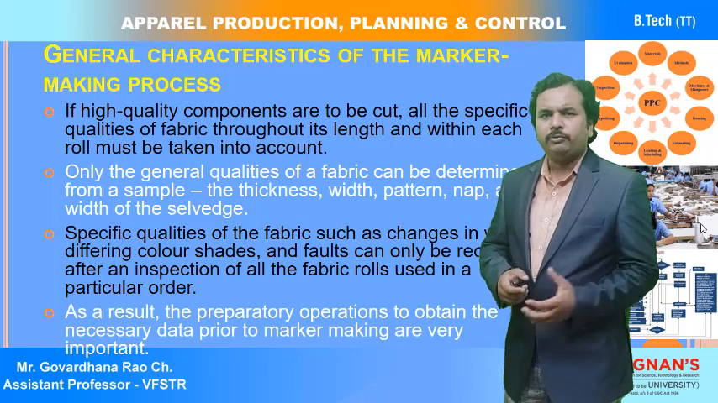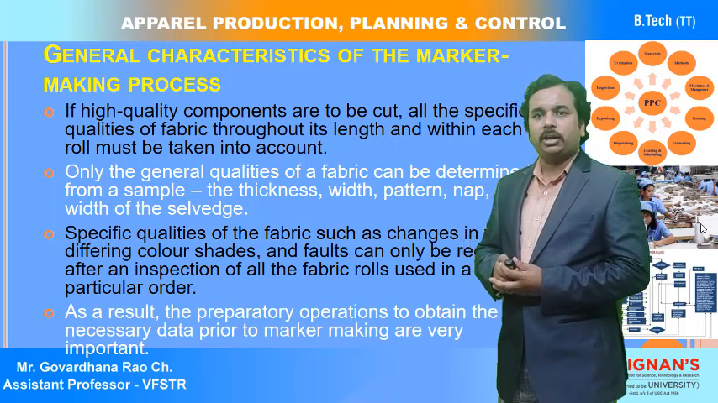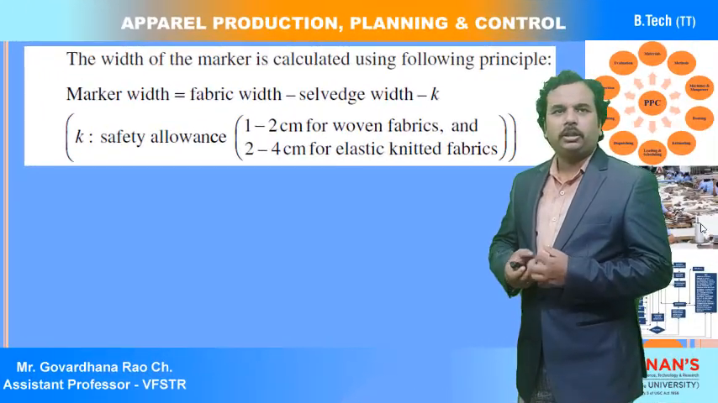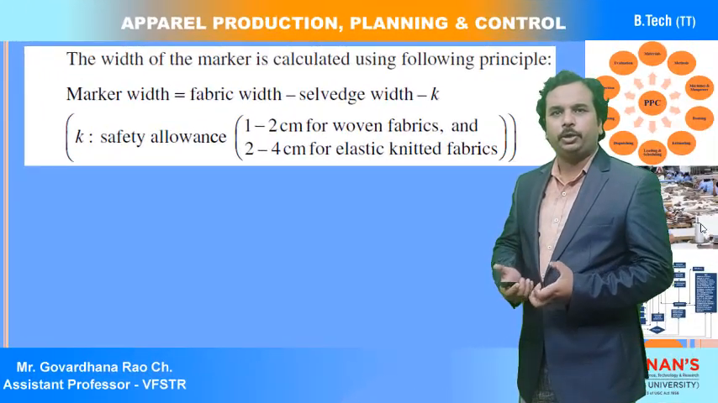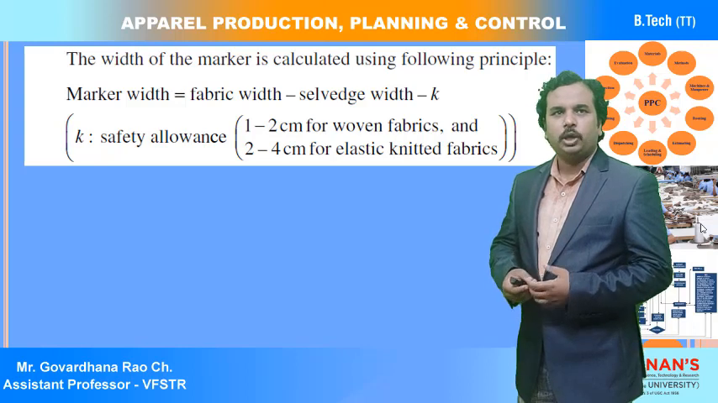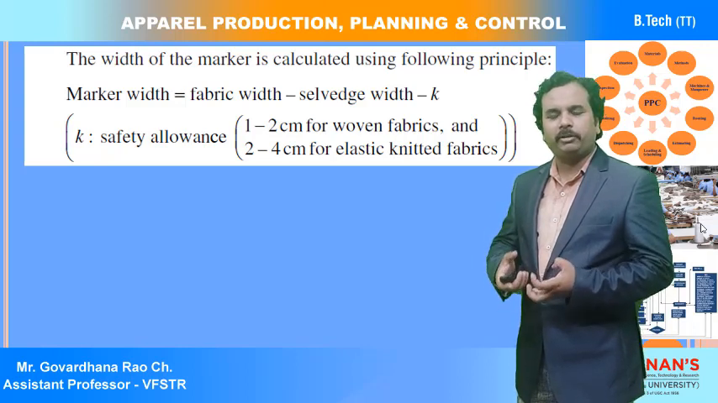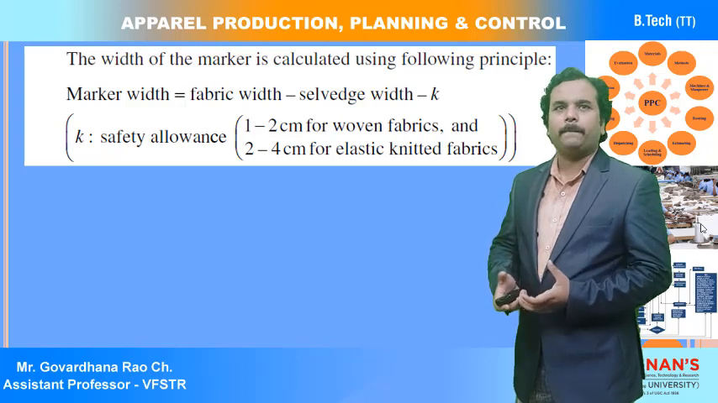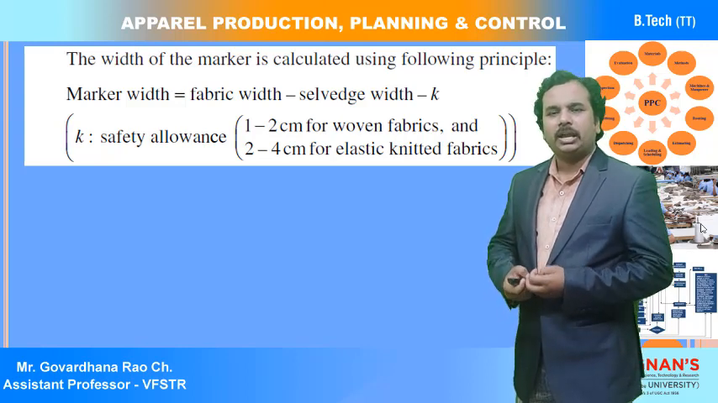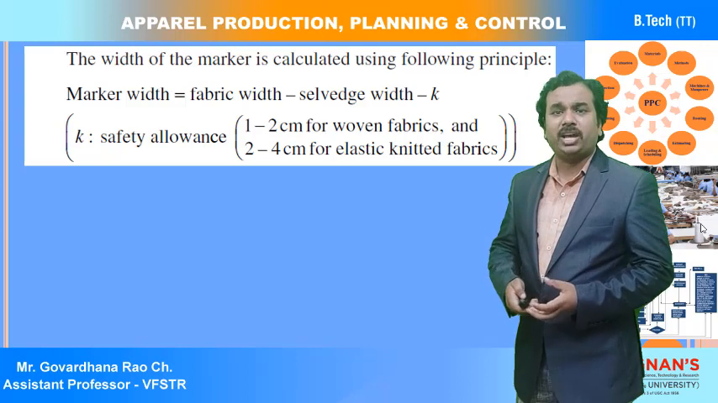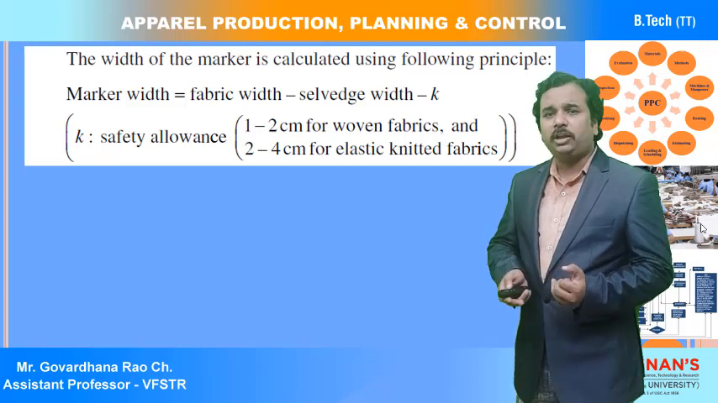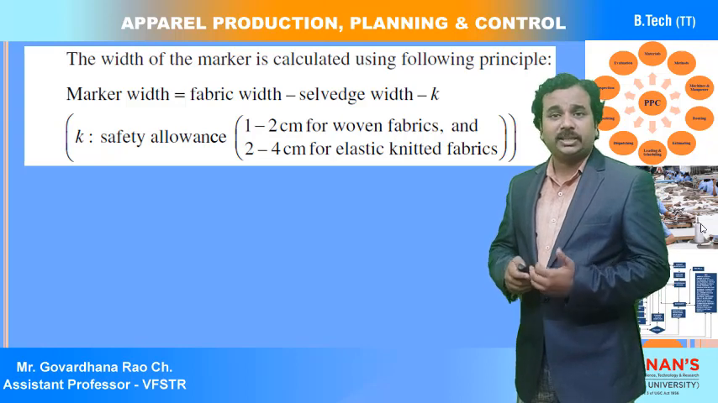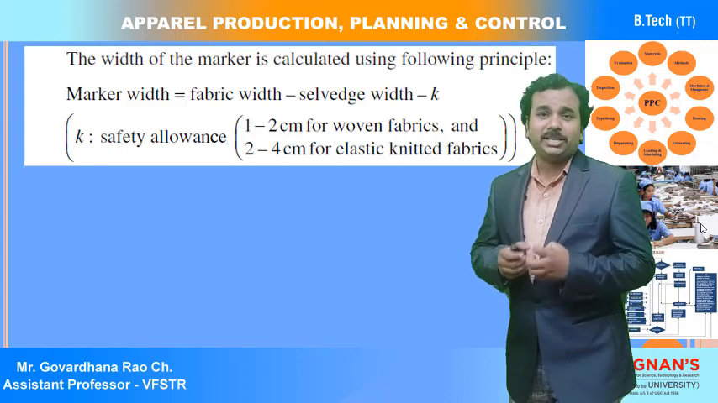So these are the few characteristics I have given for the marker making process. You can see here the width of the marker is calculated using the following principle. Marker width is equal to fabric width minus selvage width minus K. K is nothing but the safety allowance. Generally 1 to 2 centimeter for woven fabrics we are going to keep for the safety allowance. What is the safety allowance?